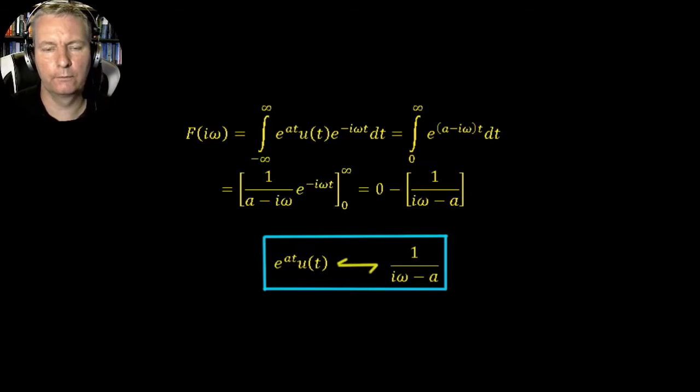So let's look at what we've done analytically and start putting some equations to some of the graphs that we've been looking at. So we've been interested in finding the Fourier transform of a function e to the at u of t. So we form the integral from minus infinity to infinity of our function times e to the minus i omega t dt. Now we notice that the u of t is only defined as a value of 1 for t greater than or equal to 0.